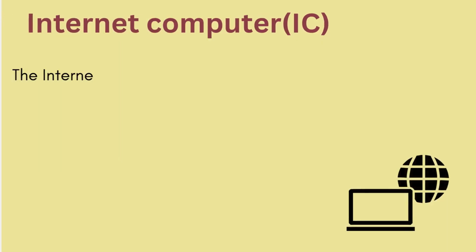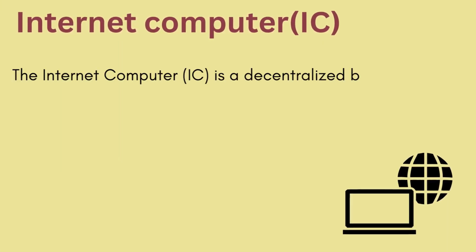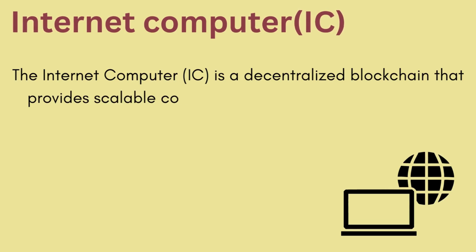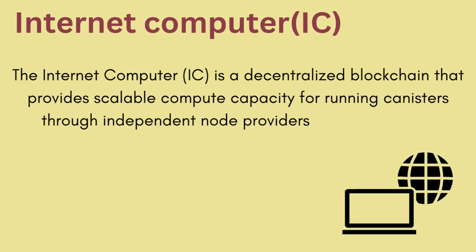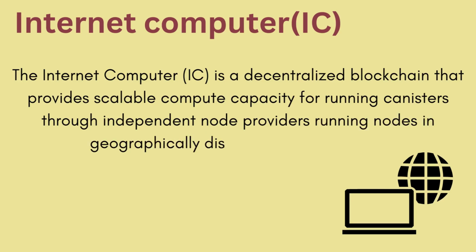The Internet Computer, IC, is a decentralized blockchain that provides scalable compute capacity for running canisters through independent node providers running nodes in geographically distributed data centers.